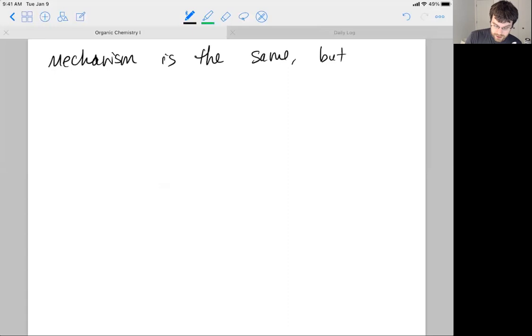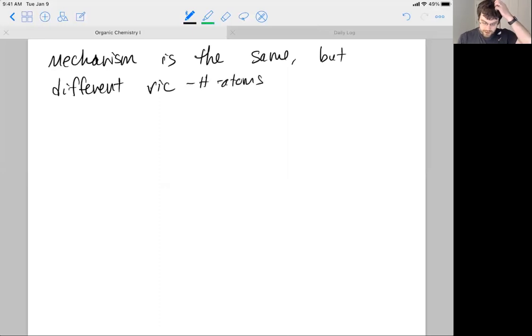But different vicinal hydrogens react with the base. Okay, so what does that look like in this case?